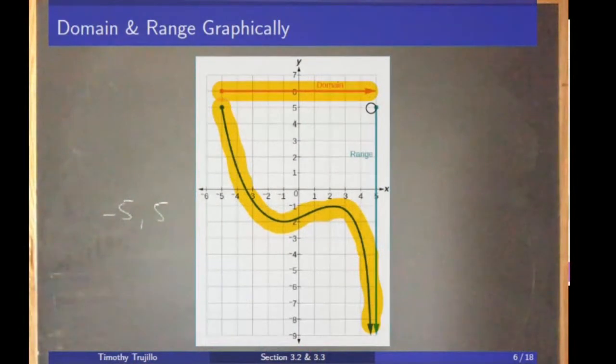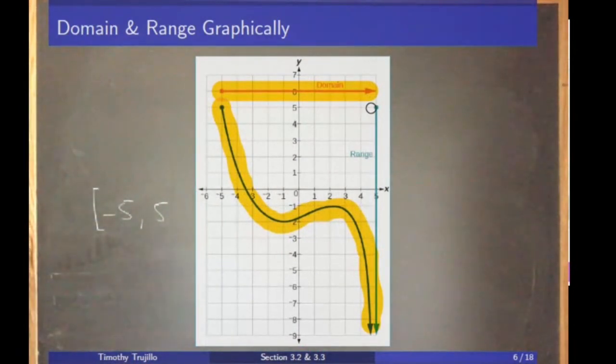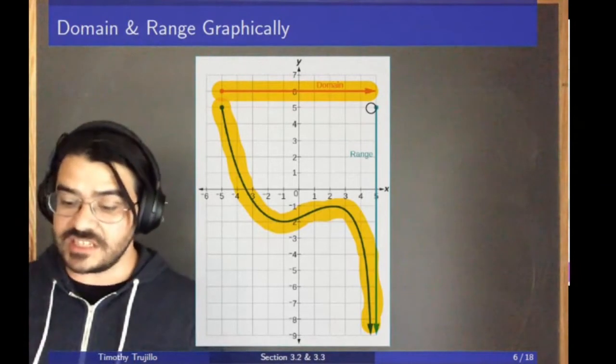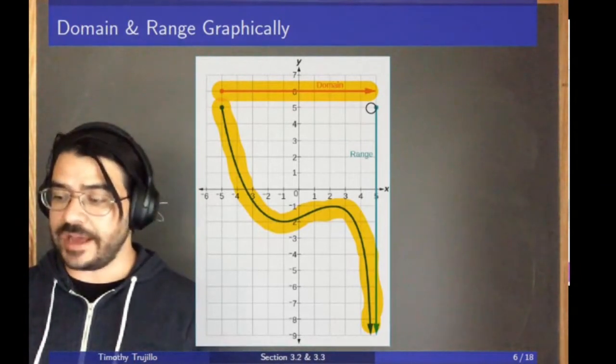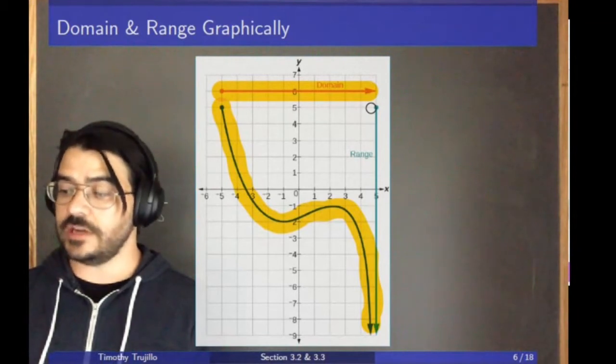So we certainly should include -5. That's because if I look at that vertical line going through -5, it intersects the graph at that closed dot. However, the vertical line going through 5, where that circle is, does not hit the graph. That's called a vertical asymptote. And so Dalton has the correct answer here.